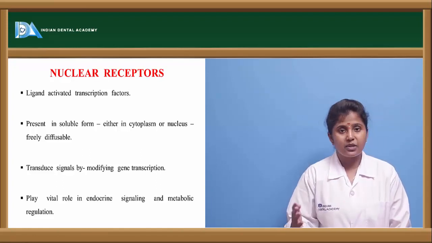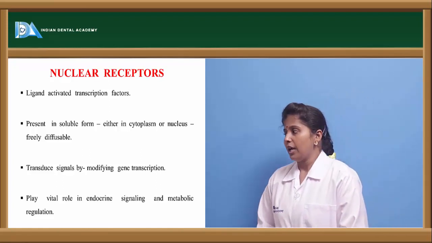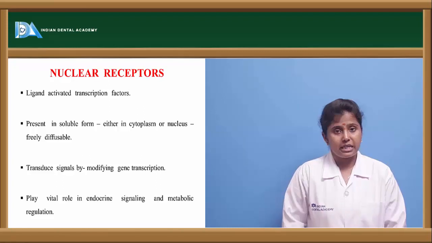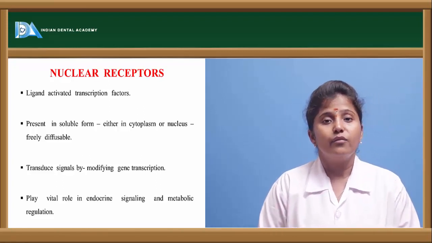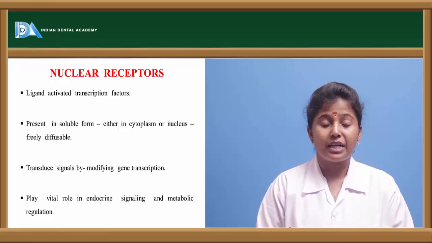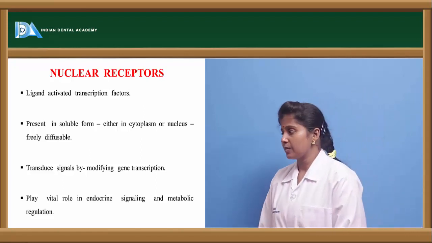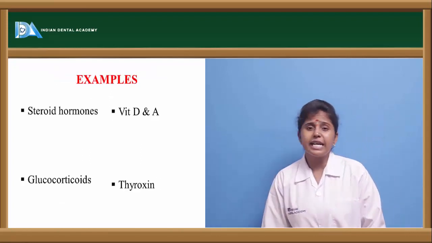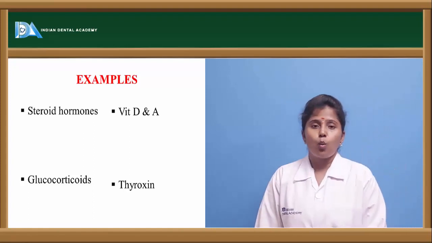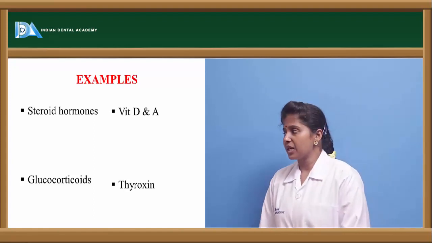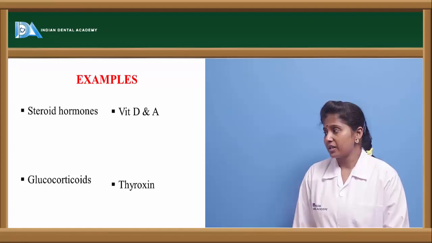the signaling pathways. They transduce the signals by modifying the gene transcription, and they play a vital role in endocrine signaling, because in endocrine signaling the hormone levels are to be maintained. So these hormones bind to these nuclear receptors only. Examples of these receptors are steroid hormones, glucocorticoids, vitamin D and vitamin A receptors, and thyroxine. These are all examples of nuclear receptors.